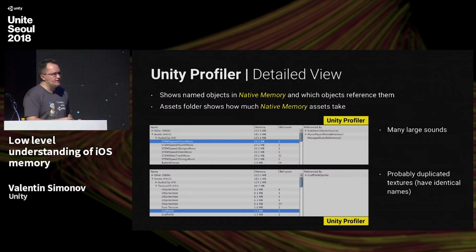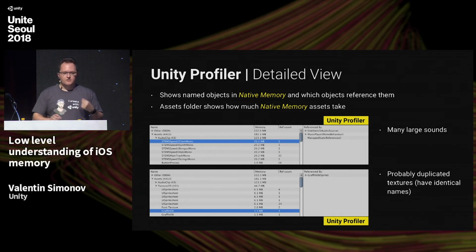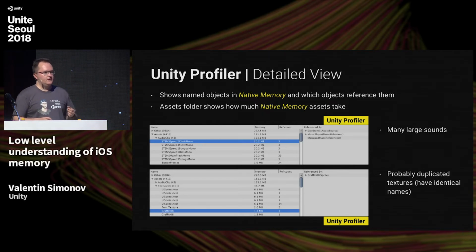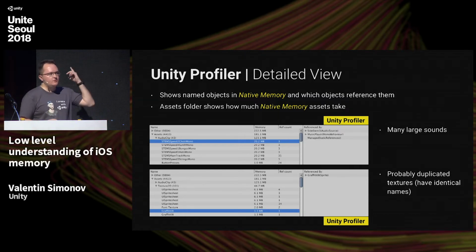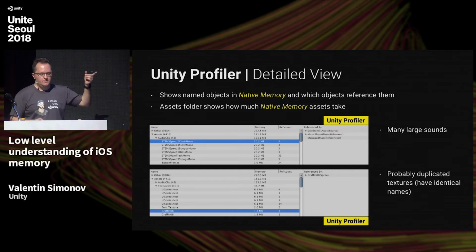The Unity Profiler has another view, which is called Detailed View. And the greatest thing about this is it shows the actual named objects which are in native memory. Because all other tools, especially from Apple, show the blocks of memory when they were allocated, but they don't show basically why and what's inside of them. And here you can see the actual named objects.